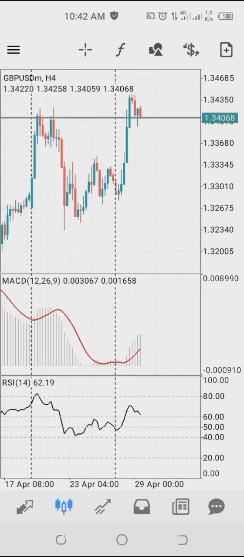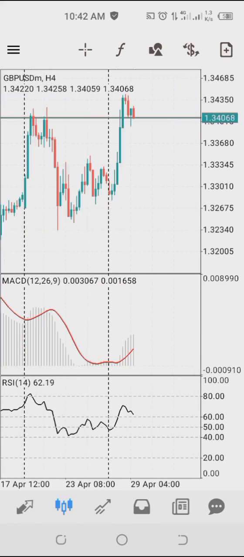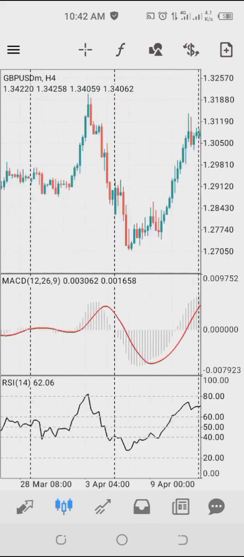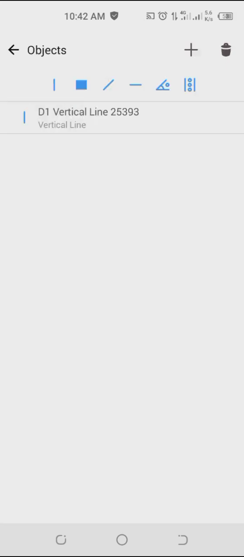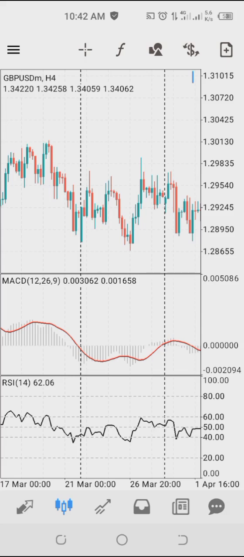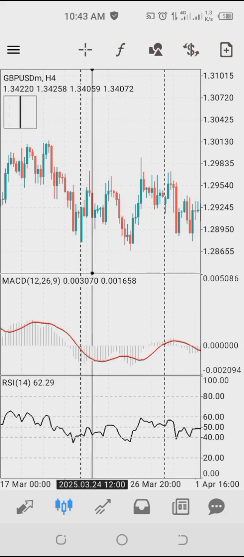Now the first thing we're going to be looking out for, this is how the strategy works, is a buy setup. This is the GBP USD chart on the 4-hour time frame. So I want to look out for a buy setup, and I'm going to show you an example. I want to show you a buy setup on GBP USD.